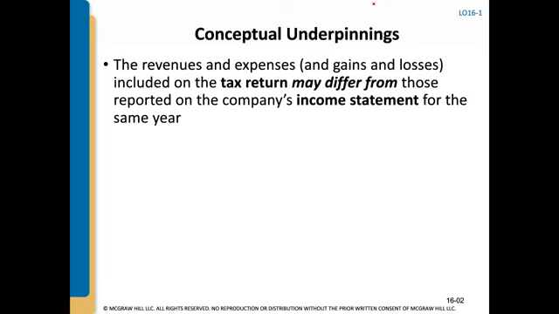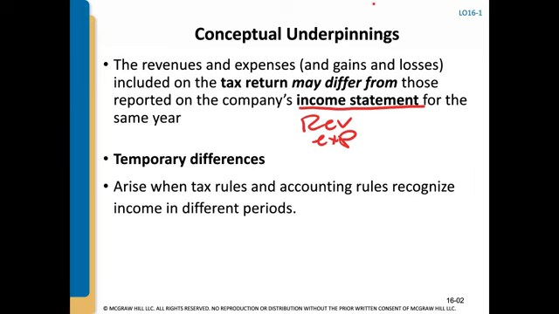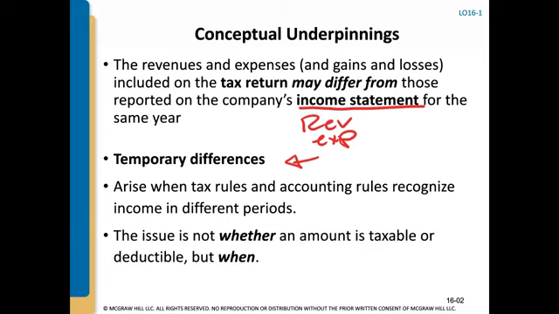You would think that the income comes directly from the company's income statement that's reported on the 10-K, or that's just calculated for financial reporting. However, there are differences. There may be some differences between the revenue and expenses for financial reporting versus the revenue and expenses for tax. Some of those differences are temporary in nature, meaning that it's just a difference in when the revenue and expense is recorded on the tax return versus when it's recognized for financial reporting purposes.